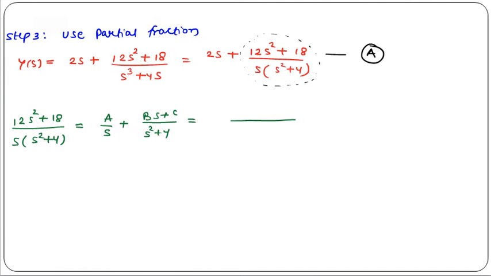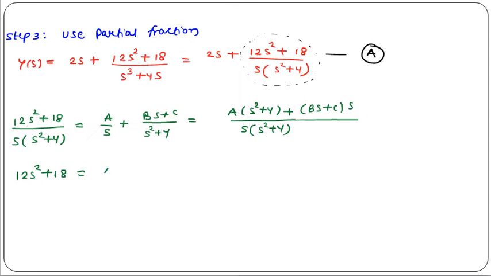Now if we take the LCM, we are getting s into s square plus 4, so this will be equal to a into s square plus 4 plus bs plus c into s. Now let us compare the left hand side and right hand side. We are getting 12 into s square plus 18 equal to, let us expand, a into s square plus 4 into a, then b into s square plus c into s.